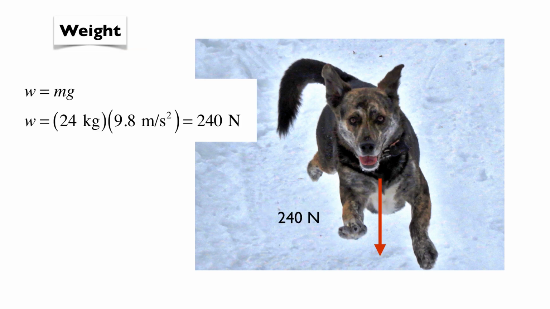And his mass is about 24 kilograms. g is 9.8 meters per second squared. And so the weight force acting on Milo is about 240 newtons. So anytime I draw a free body diagram that includes Milo, the first thing I put in is a weight force directed straight downward. The magnitude is about 240 newtons.